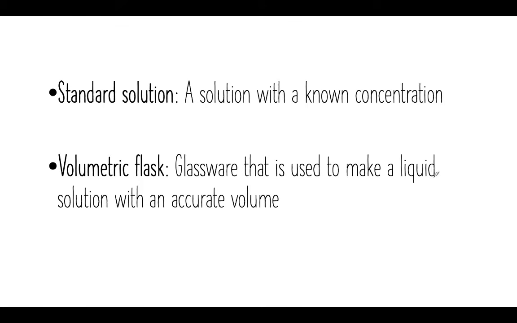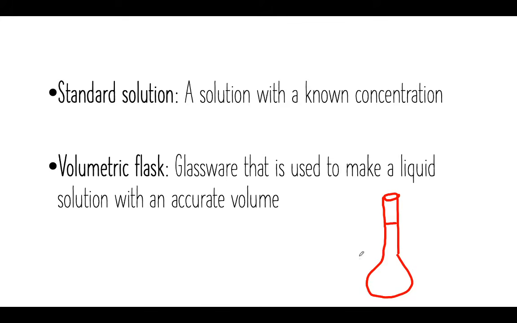And this is a very special type of equipment that we use in order to make our standard solutions. And this allows us to be pretty exact with the volume that we are making. So a volumetric flask looks something like this. And you'll notice this very unique shape with this long neck. And there's going to be a line close to the top of that neck. And that line is very important because it allows us to be very specific with the volume that we have.